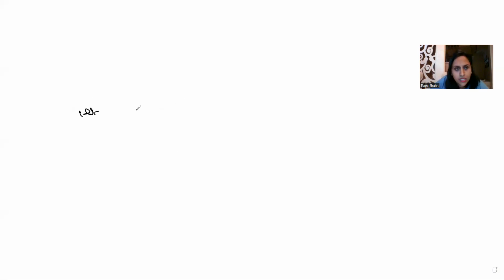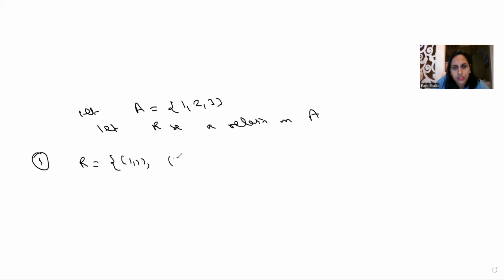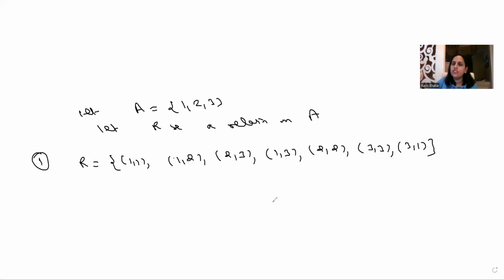Let the set A be {1, 2, 3} and let R be a relation on A defined as R = {(1, 1), (1, 2), (2, 3), (1, 3), (2, 3), (3, 3), (3, 1)}. Suppose this is the relation. Now, if I want to check the transitivity, what you need to do is ignore the doublets. Why? Because on doublets, the relation will be transitive by default. So when we are checking for transitivity, you can ignore your doublets.